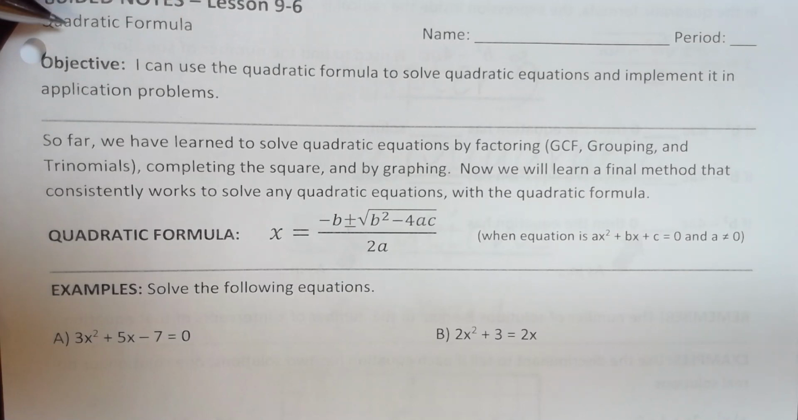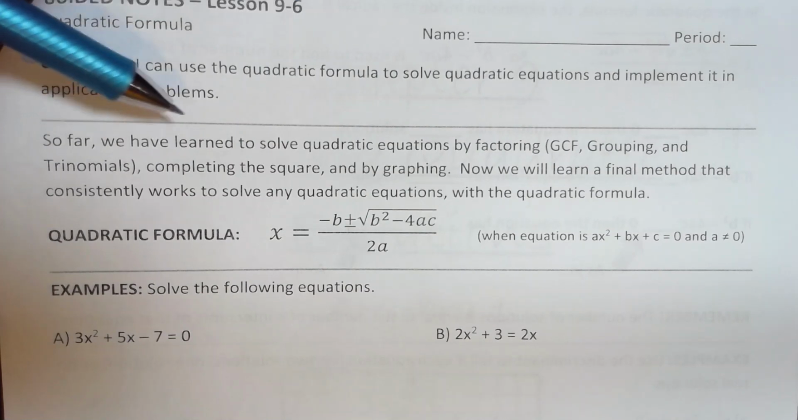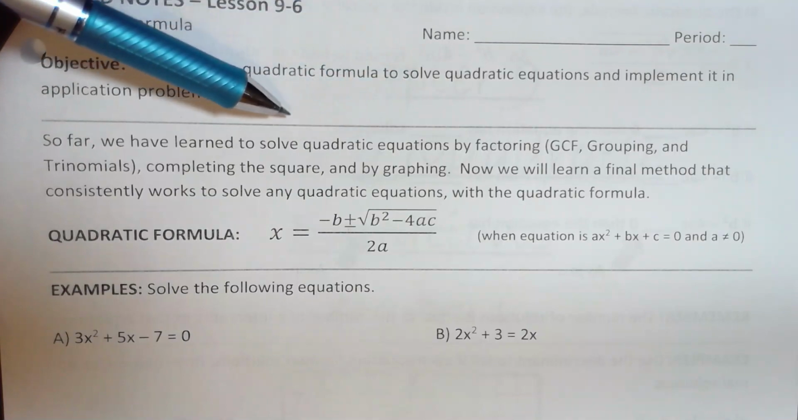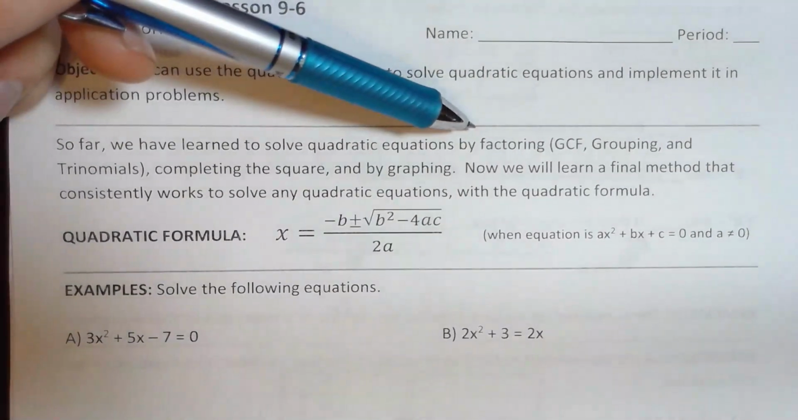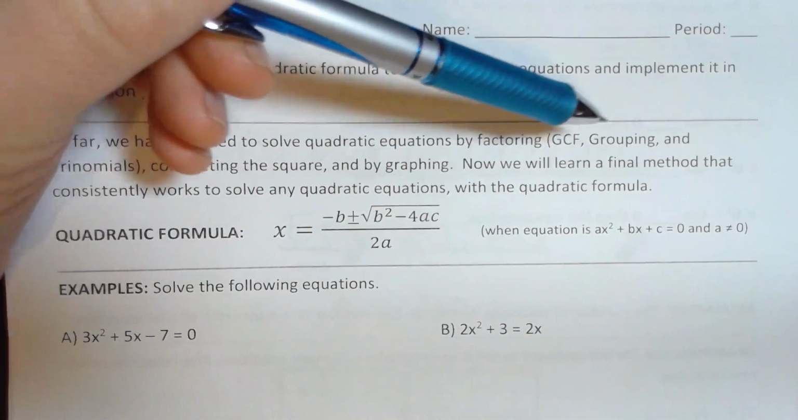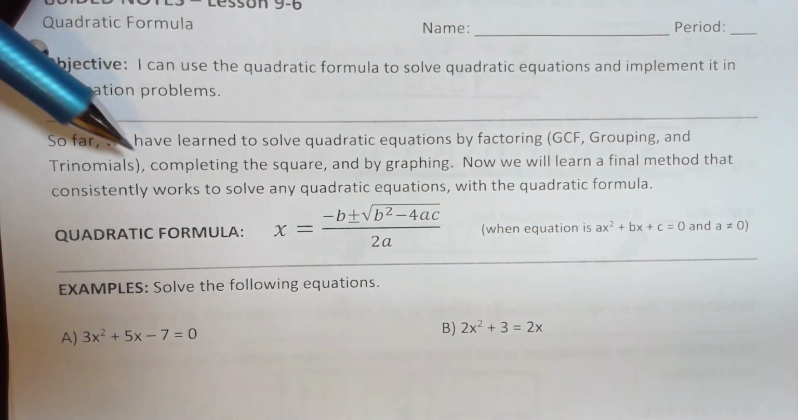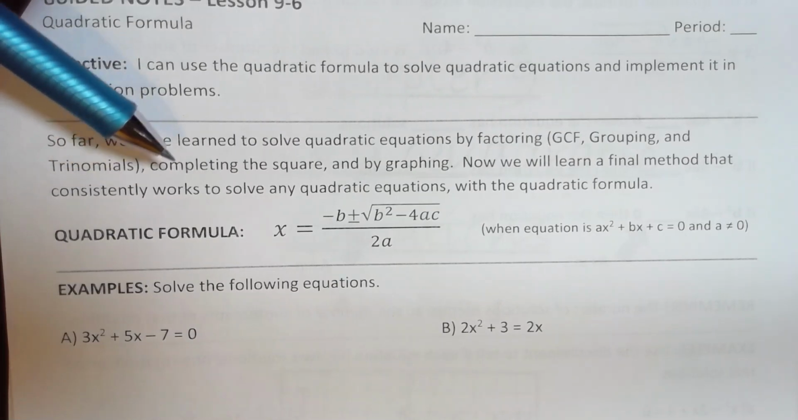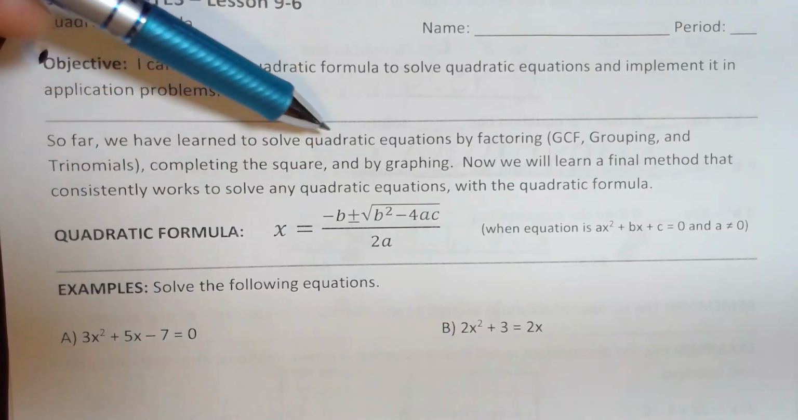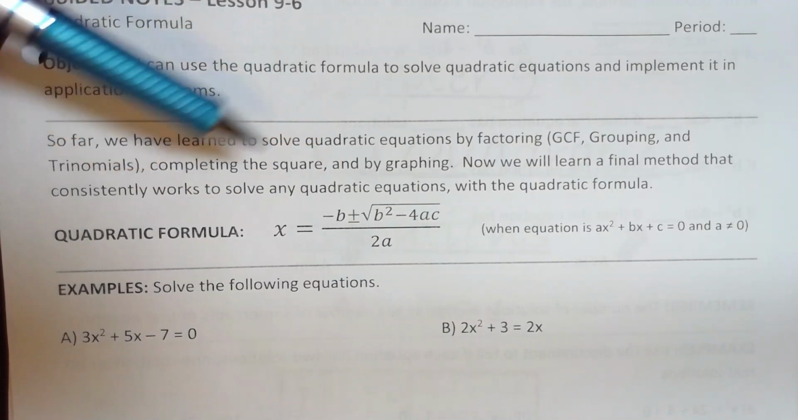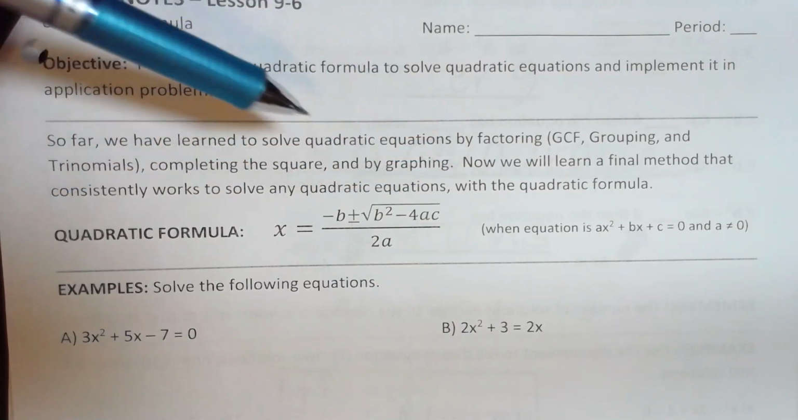So we have been working so hard on figuring out ways of solving quadratic equations. So far, we've learned, and I've listed them here, to solve quadratic equations by factoring. That includes finding a greatest common factor, factoring by grouping, factoring trinomials. I didn't include this one, but we've solved quadratic equations by taking the square root. We have solved quadratics by completing the square, which was that big process we just worked on. And we've solved it by simply graphing.